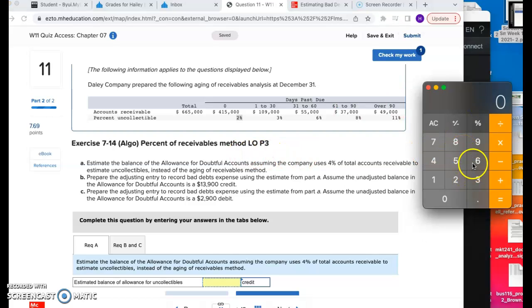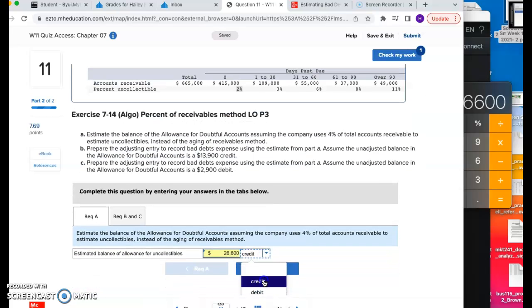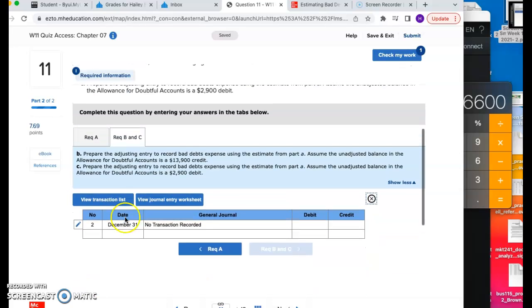Okay, so basically we're going to be taking this total right here, the total accounts receivable. We're going to be multiplying that by 4%, so 0.04 since it's a percent. And then we get our number here. This is how much credit we have. Well, sorry, I spoiled that as well. It's a credit, guys. This kind of stuff is always a credit.